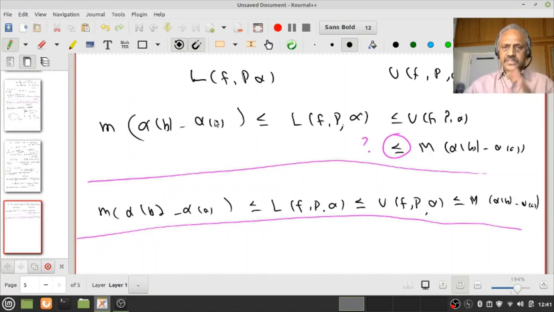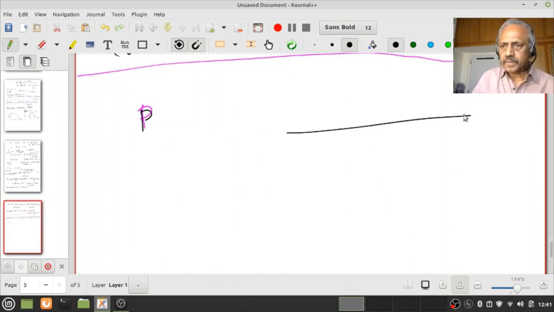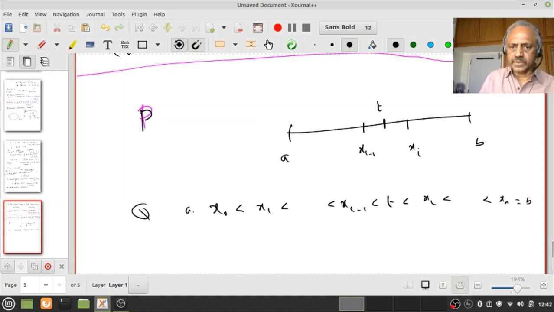Let me see. I still have about 4 minutes. I do not know whether I'll have time, but let us do that. Suppose I have a partition P of [a, b]. This is a standard notation, I don't want to keep on repeating. x(i-1), x(i), right? Now suppose I have introduced one extra node t here. Now I have a new partition Q. What are the elements? x0 less than x1, less than x(i-1), less than t, less than xi, and so on, less than xn, where x0 is equal to a and xn is equal to b. You understand? This is a new partition.